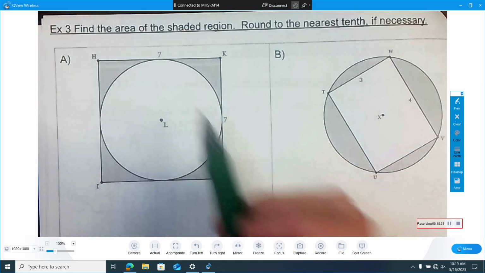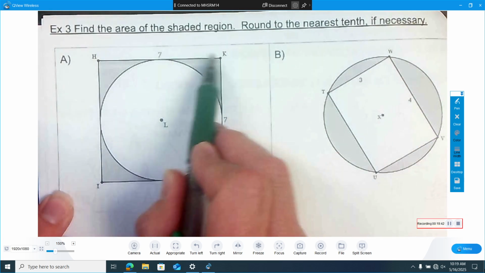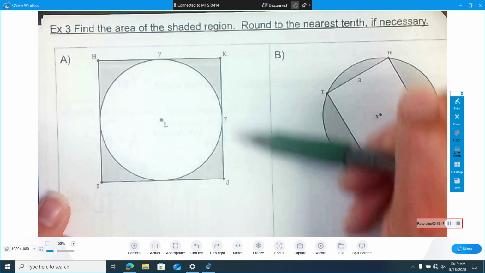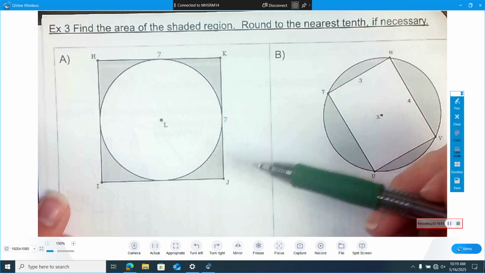And I see some 7s. What is this 7 representing? The segment HK, the length there. And this 7 is length KJ. So we absolutely have a square, all right?